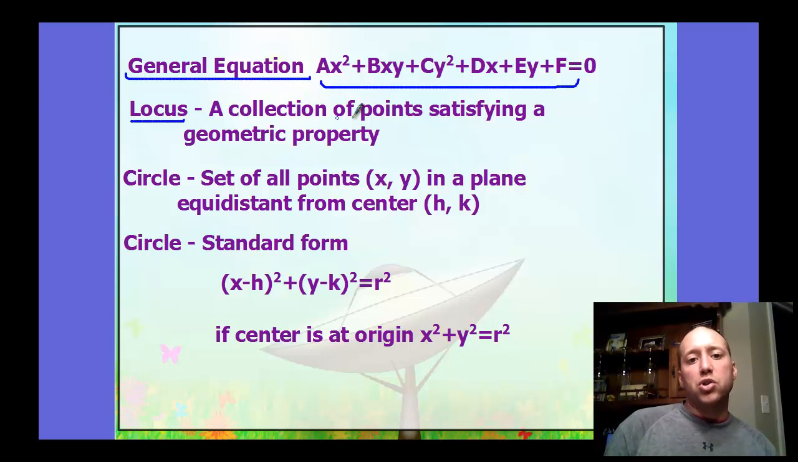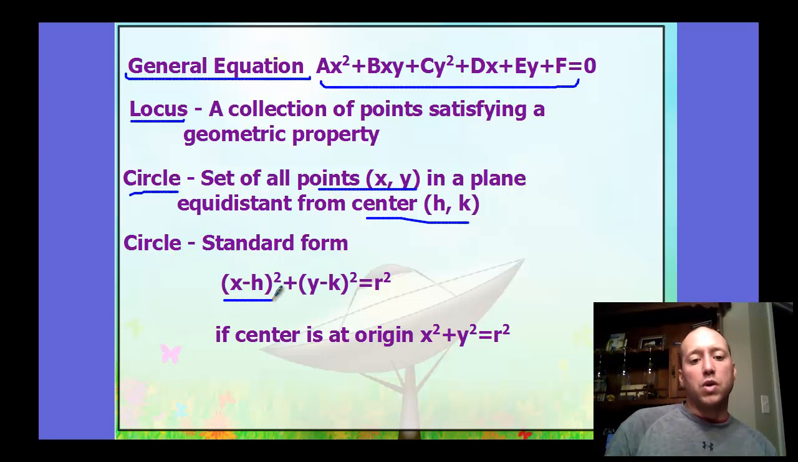You have a locus, which is just a collection of points satisfying a geometric property. So a locus is a definition for the shape based upon the points of the shape. A locus for the circle is the set of all points in a plane equidistant from the center. So all the points have the same distance from a center point called (h, k). So our center is (h, k), then points (x, y) are on the circle.